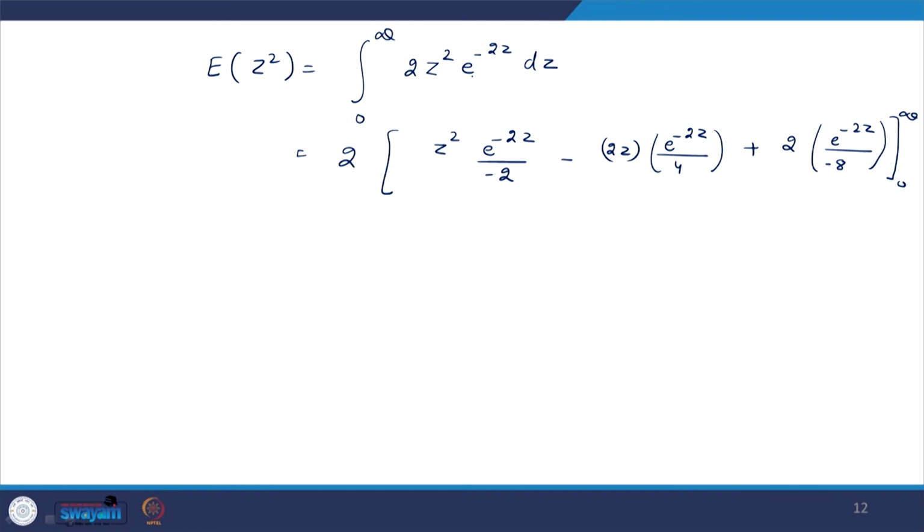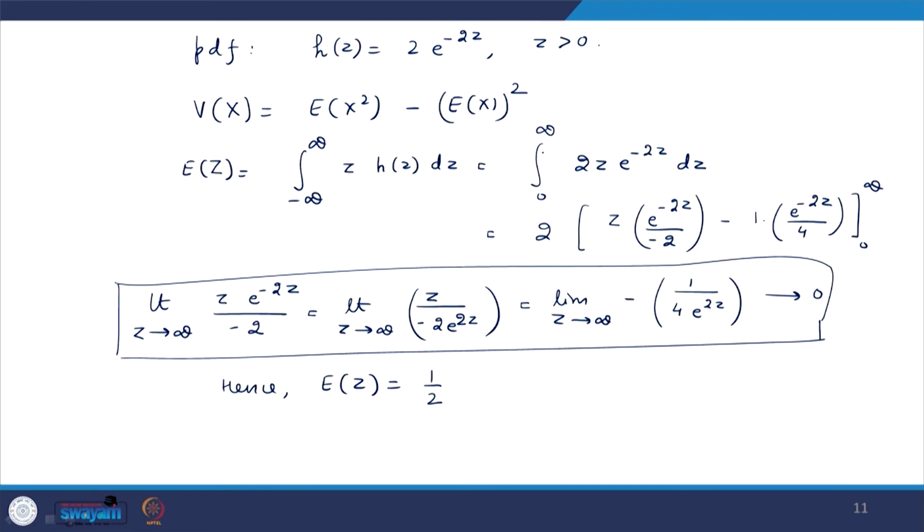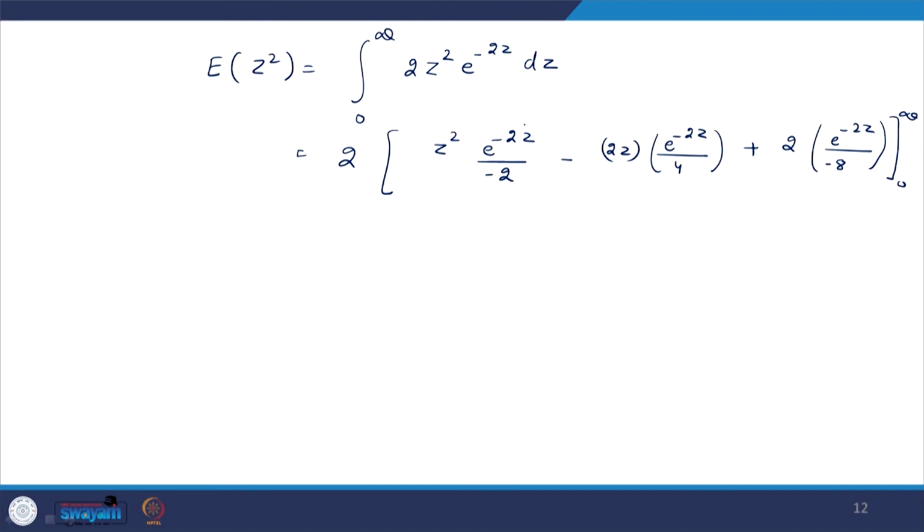Now again, when z is tending to infinity, by the same procedure as we did here, this will tend to 0, this will tend to 0 and this will also tend to 0. So as z tends to infinity, all the 3 terms are tending to 0. Now, when z is tending to 0, it is 0, it is 0 and this will be minus 1 by 8. So when you are taking 4 times, it is nothing but 1 by 2 again.